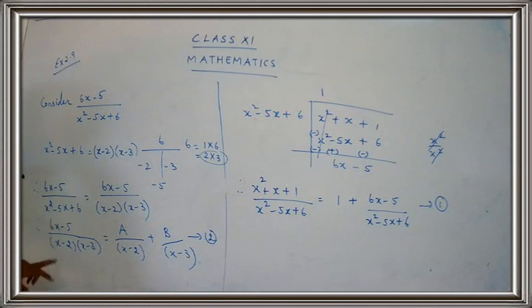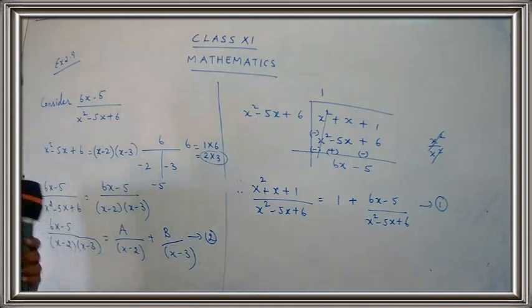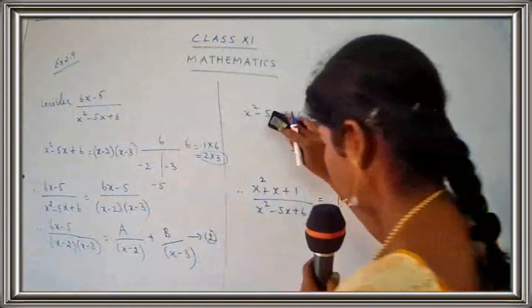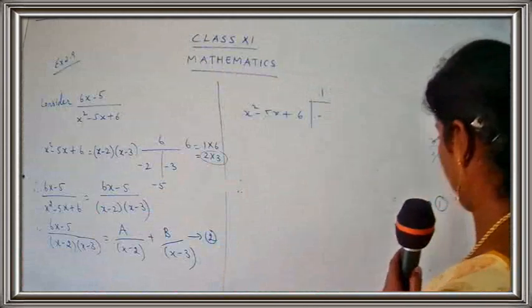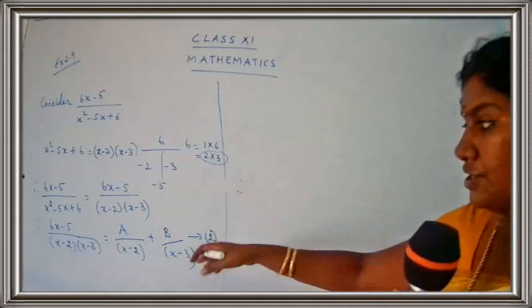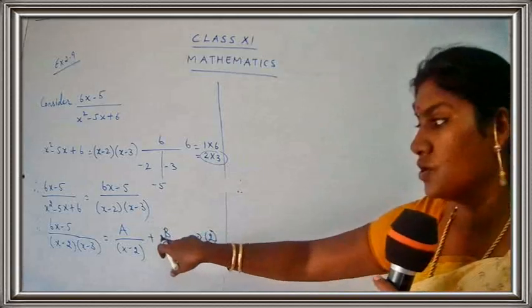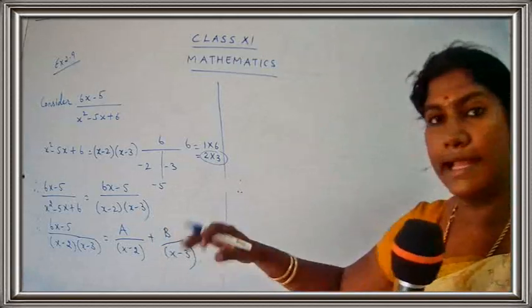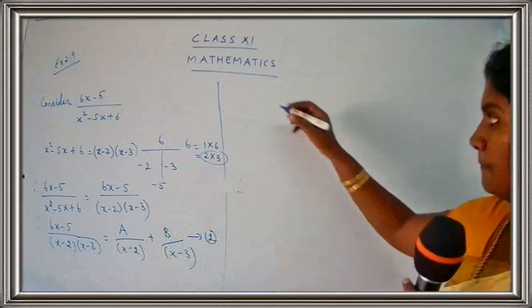So now what are we going to do? We are going to find out the values for A and B. Let's find out the values for A and B. So I'll write down, I am just going to take the LCM, so that I can cancel the denominators and I can just deal with the numerator part.